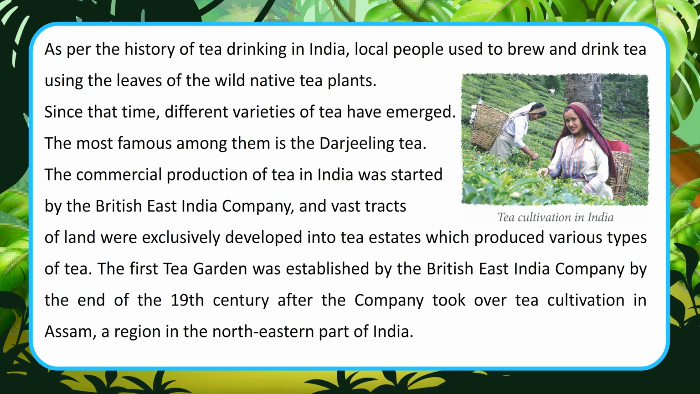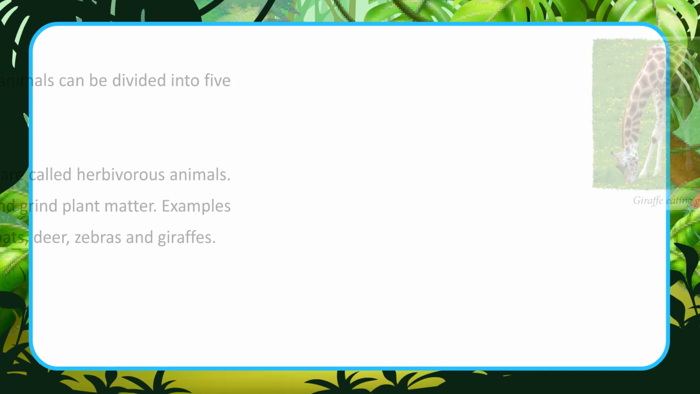The commercial production of tea in India was started by the British East India Company, and vast tracts of land were exclusively developed into tea estates which produced various types of tea. The first tea garden was established by the British East India Company by the end of the 19th century after the company took over tea cultivation in Assam, a region in the northeastern part of India.